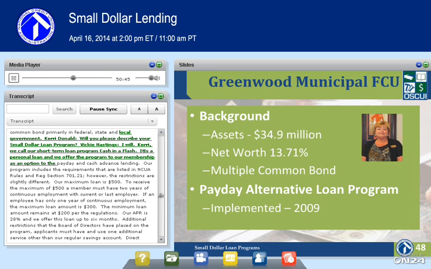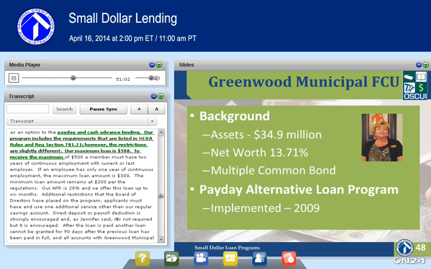Will you please describe your small dollar loan program? I will. Carrie, we call our short-term loan program the Cash in a Flash. It's a personal loan, and we offer the program to our membership as an option to the payday and cash advance lending. Our program includes the requirements that are listed in NCUA Rules and Regs, Section 701.21. However, the restrictions are slightly different.